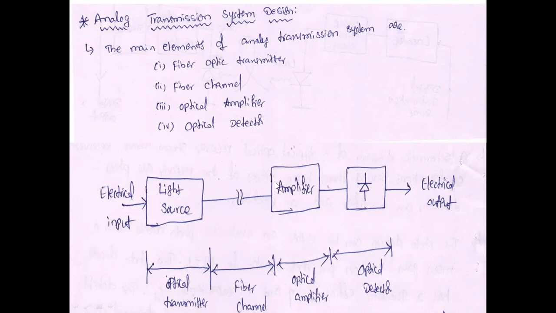The repeater section is the amplifier repeater, which first converts from optical to electrical, amplifies, and again converts from electrical to optical, then transmits. The final stage is the optical detector, which again converts from optical to electrical signal. We are getting electrical output. The input is electrical, the output is also electrical. This is about analog transmission system design. We are taking the input as a sine waveform, and the output is also a sine waveform.